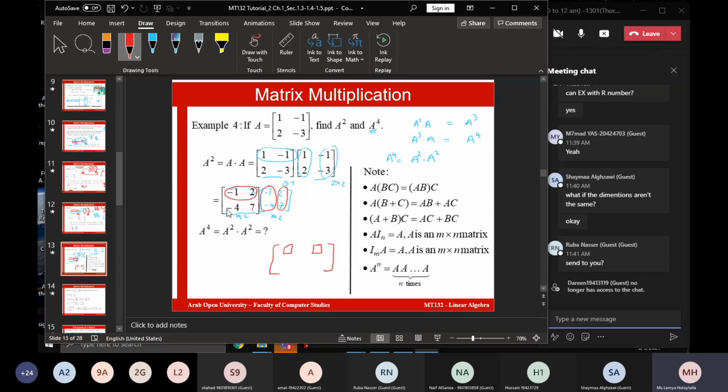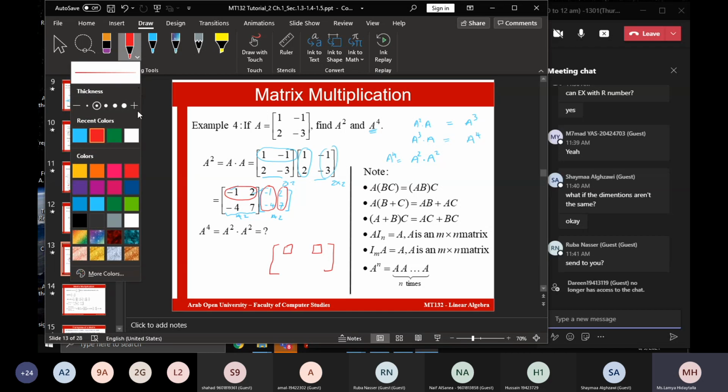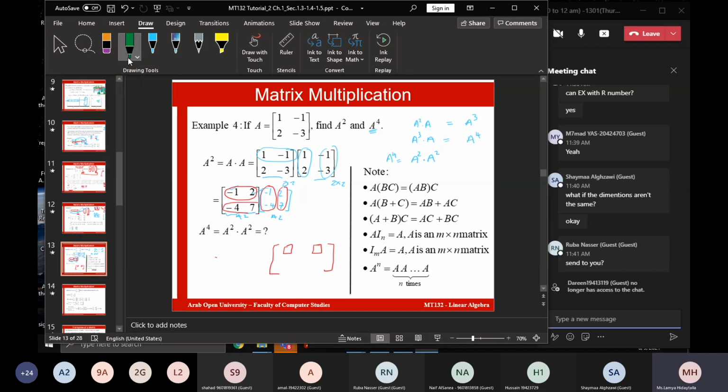And then we move to the second row, correct? The second row, and we multiply times the first column and then the second to get the other two values here. Okay, so easily, since this is A squared, A squared times A squared will give me A to the power 4.